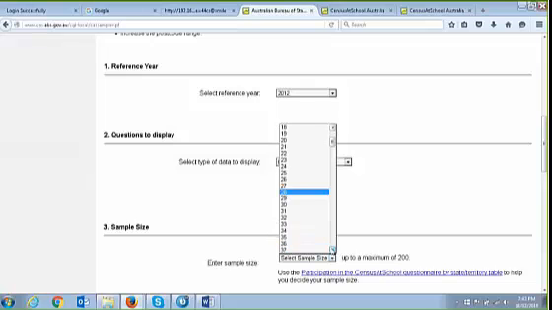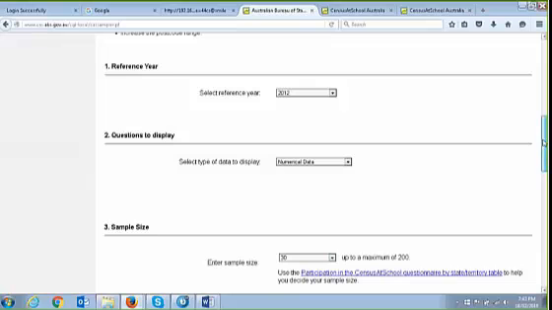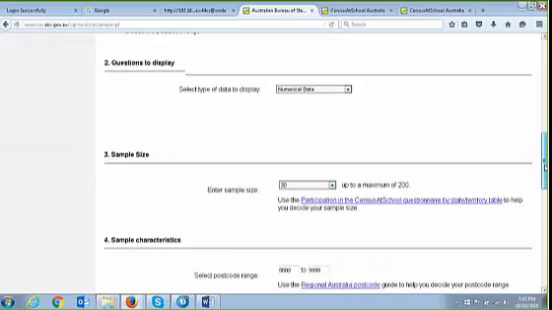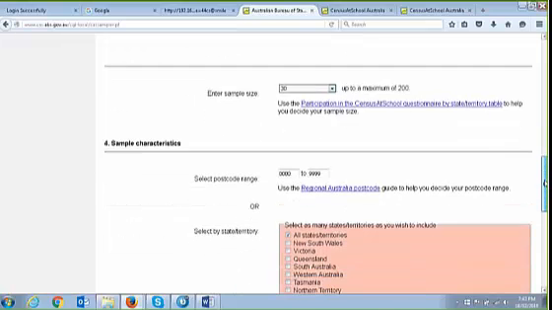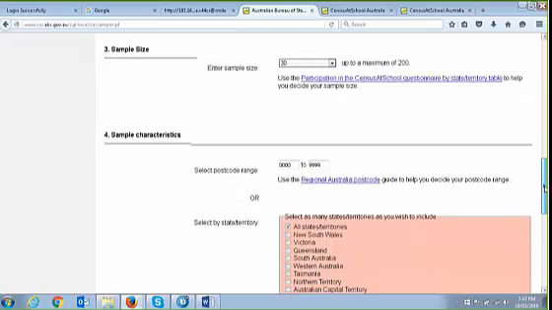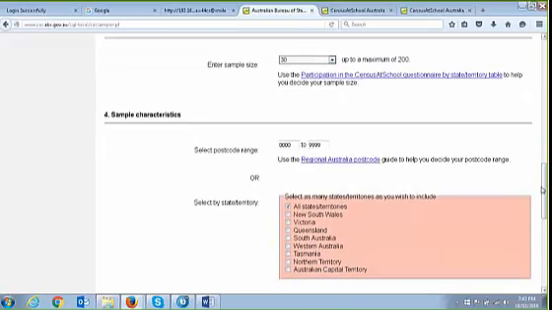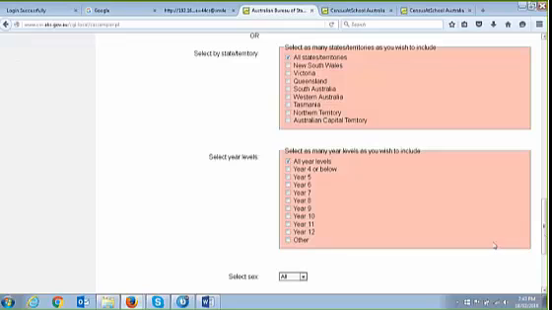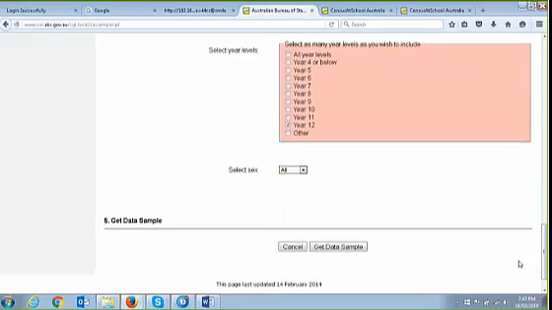You can get anywhere up to 200, but it's all dependent on other parameters. They might not have enough data, and if it's more than 10% of the sample, then they'll ask you to change things a bit. I'm going to choose from all states and territories, and as far as year levels go, I'm going to choose year 12 because most of our students who do further mathematics are year 12 students. I'll ask for both males and females, and then I will get the data sample.